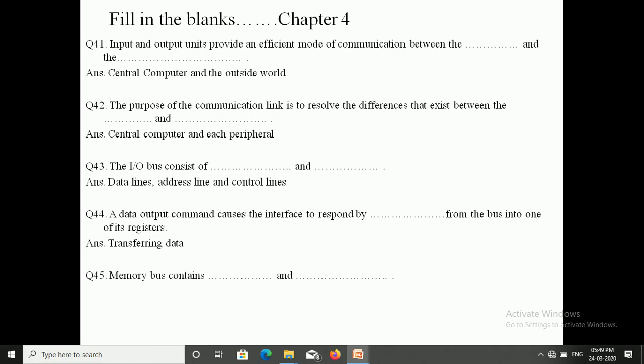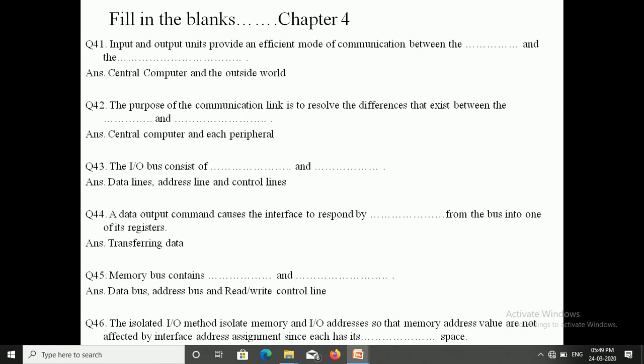Next is memory bus contains dash and dash. If the memory bus is connected with the CPU, the CPU needs three kinds of buses to access the data from the memory. One is address bus, second is data bus, and third is read, write and control signals according to the control bus. The correct answer is data bus, address bus and read, write control line. So according to the read and write control line, we can read the data from or write the data to the memory.